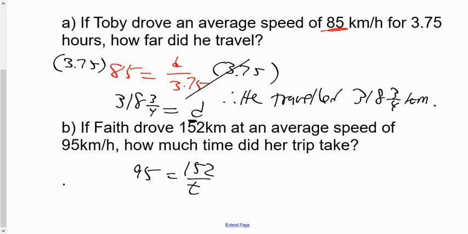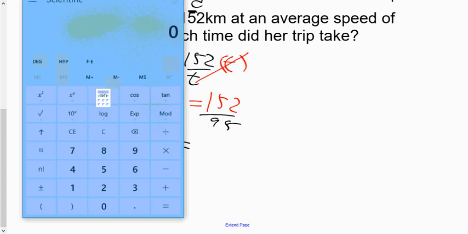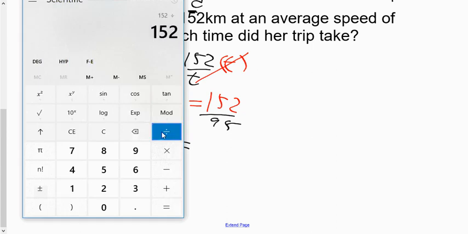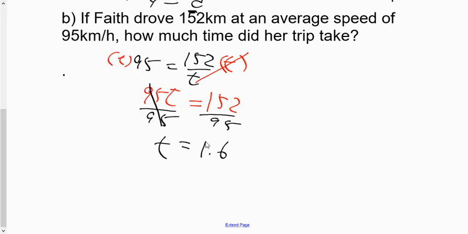So now we have this two-step algebraic equation. When you have your variable in the denominator, we're going to multiply both sides by t. You get 152 over here. Now you have this 95 times t. So we're going to treat the 95 as a coefficient, and we're going to put 95t. And we're going to divide both sides by that coefficient to get t equals, and then if I take 152 divided by 95, I get 1.6. So 1.6 hours is the time.